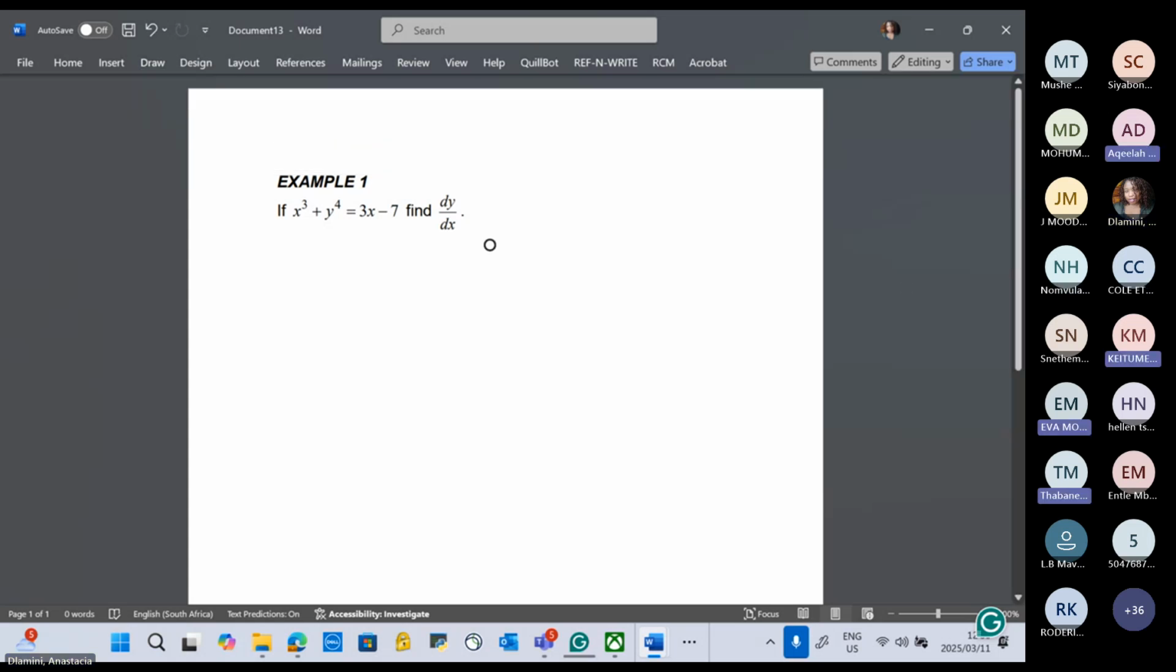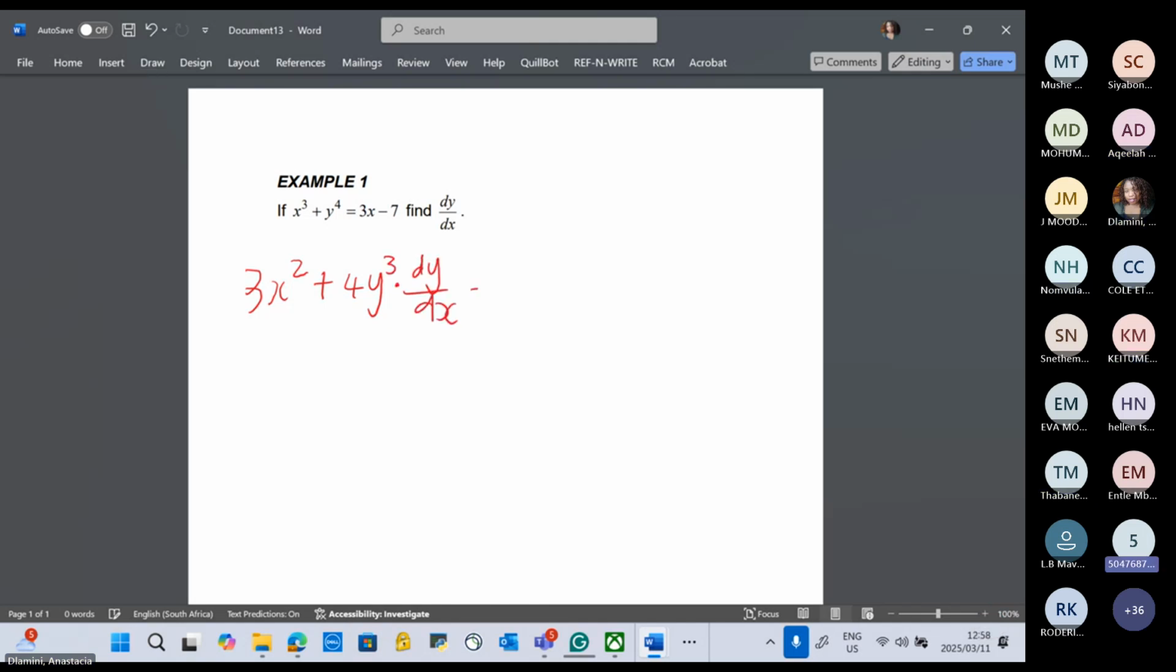3x squared plus 4y cubed times dy over dx. But according to the maths rule from grade 3, what we do on the left, we also do on the right. So what is the right side then? 3 minus 0. We need the 0 times dy over dx.